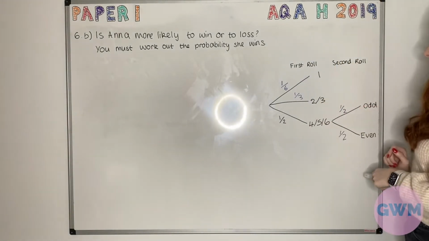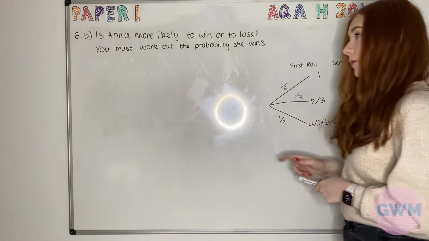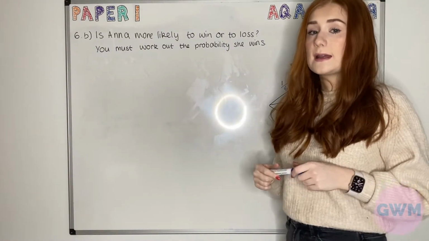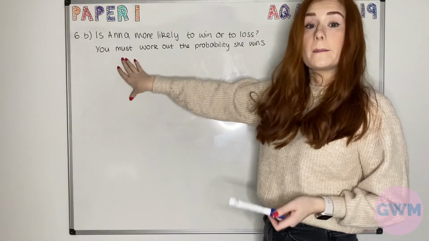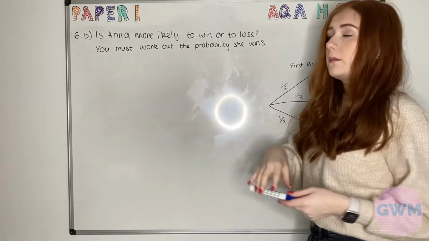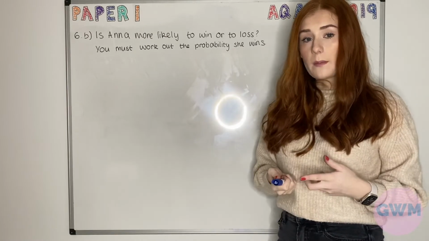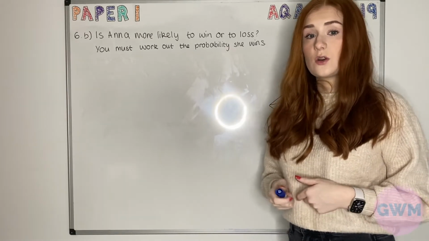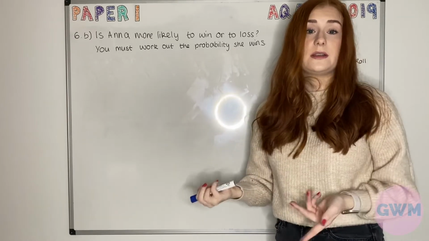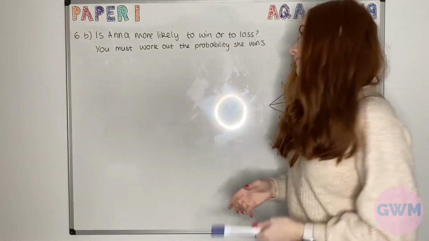6B now is an extension on 6A. I've left a tree diagram here from 6A because that might help us. And the question is, is Anna more likely to win or lose? And you must, in bold, work out the probability that she wins. This is a 4 marker, so it's going to be a bit more in-depth. It's going to want a bit more work and probably an explanation, a written part of the answer.